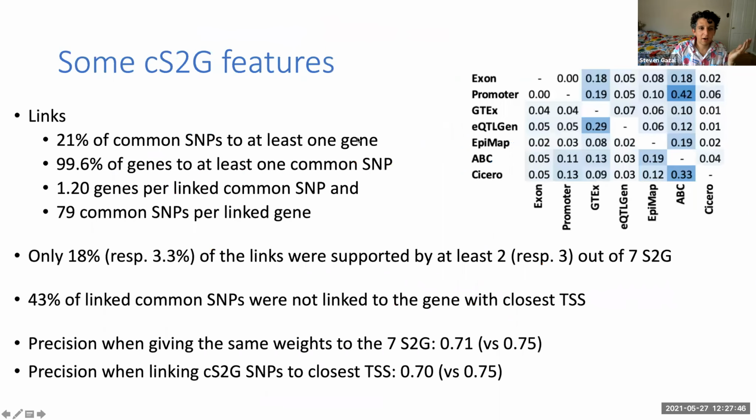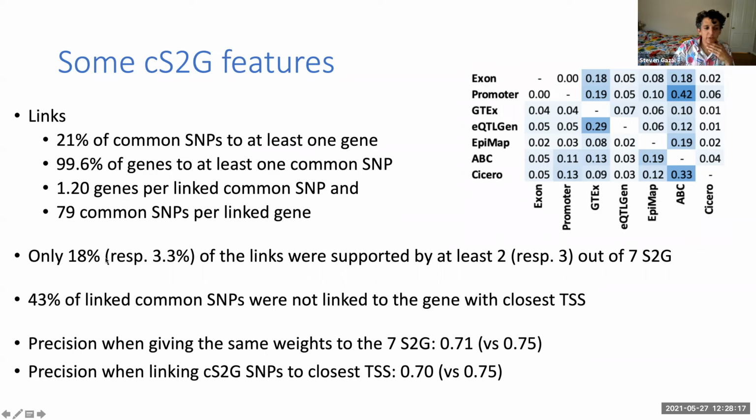Okay, so now here are some features of our new approach. This approach linked 20% of common SNPs to at least one gene. Nearly all the genes are linked to one common SNP. We have an average of 1.2 genes linked per common SNP, and around 80 common SNPs linked per gene.